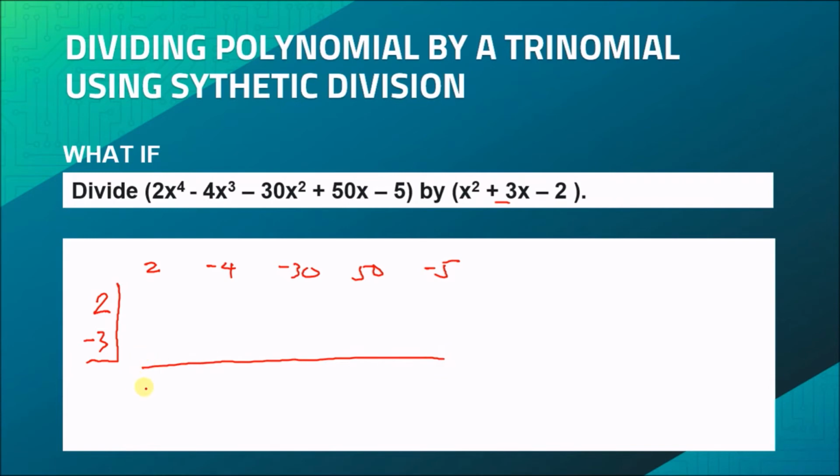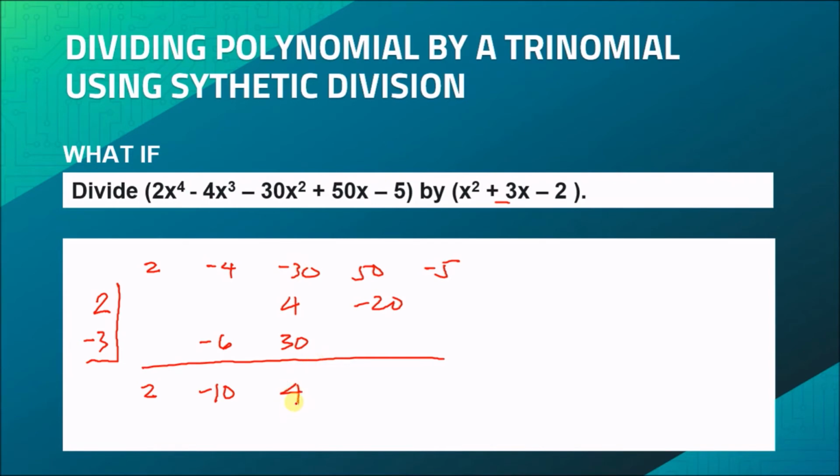Gagawa ng linya, i-bring down mo ang 2. Again, pa-diagonal yung ating pagsulat ng mga answers dito. 3 times negative 2, that is negative 6. 2 times 2, that is positive 4. I-add natin, that's negative 10. Negative 10 times negative 3 is positive 30. Negative 10 times 2 is negative 20. Then mag-add ulit tayo dito.